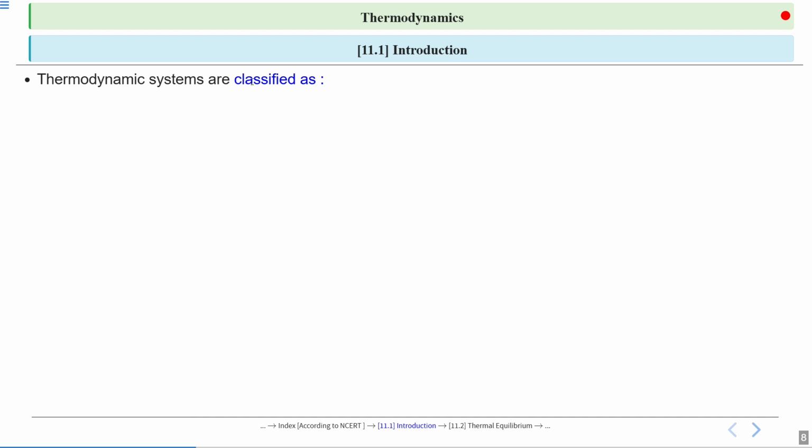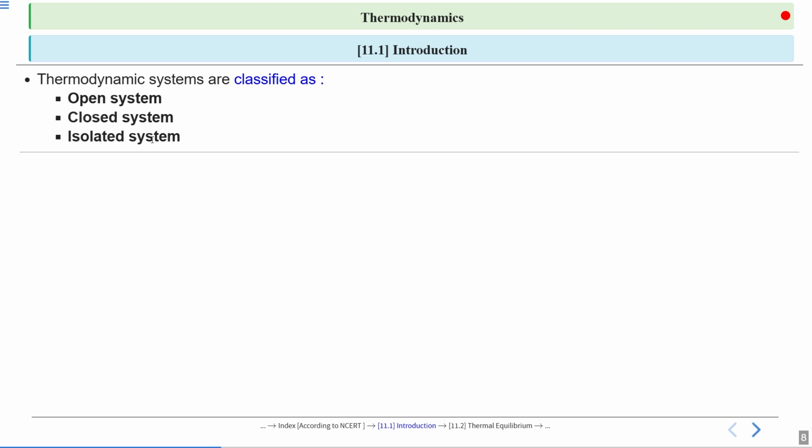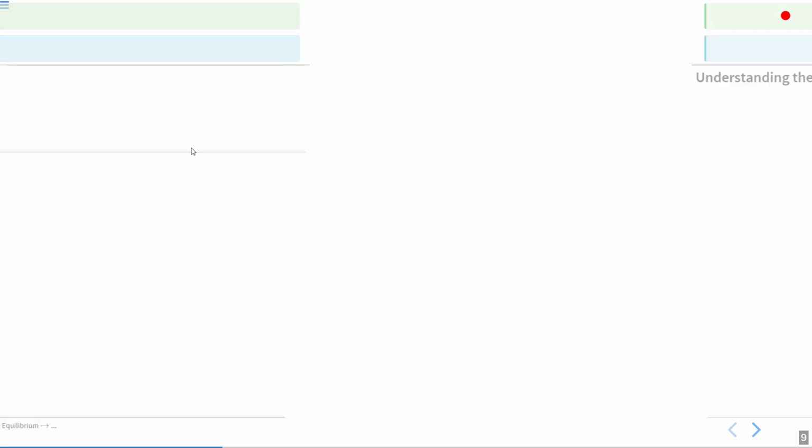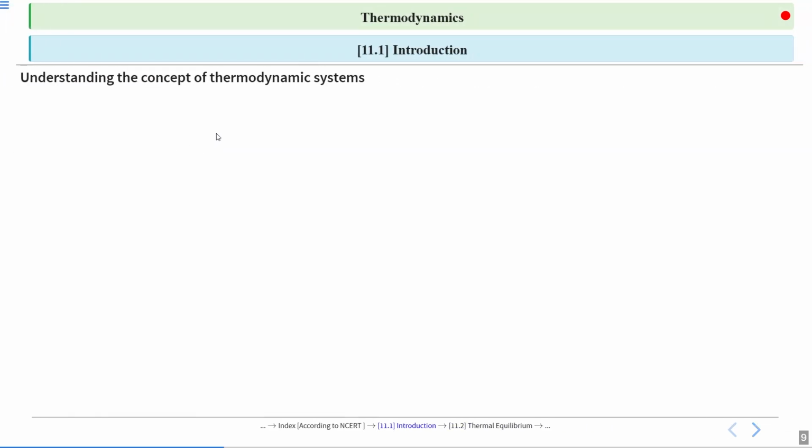Thermodynamic systems are classified as: first, open system; second, closed system; and third, isolated system. We will learn each system one by one with their example. So, understanding the concept of thermodynamic systems.